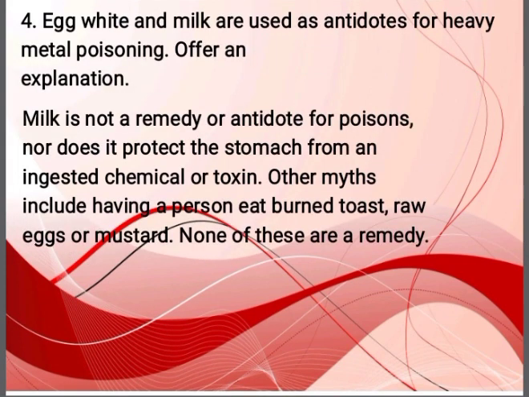Number 4 question. Egg white and milk are used as antidotes for heavy metal poisoning. Offer an explanation. So, for me, milk is not a remedy or antidote for poisons, nor does it protect the stomach from indigestive chemical or toxin. Other myths, including having a person eat burnt toast, raw egg, or mustards, none of these are remedies.